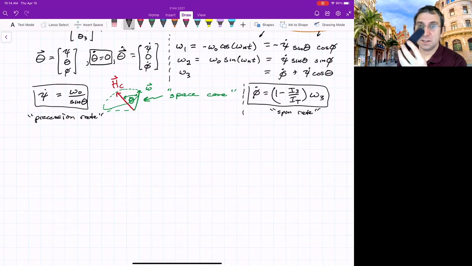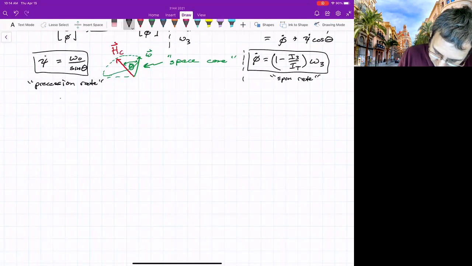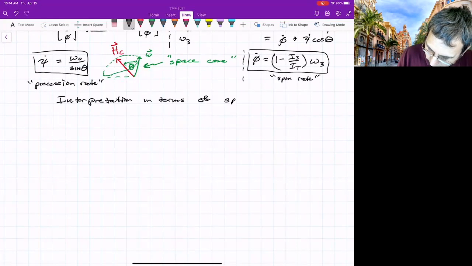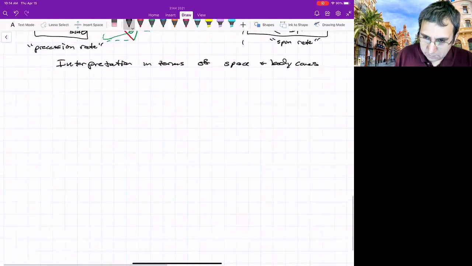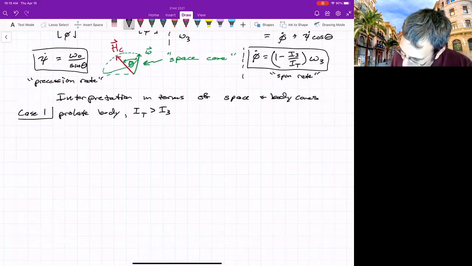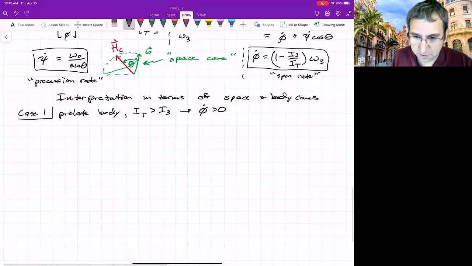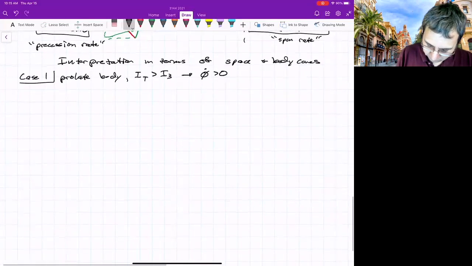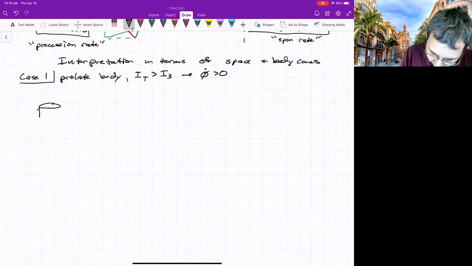And if I had a fancier way of cutting foam, I would have had two pieces of foam cut into cone shapes, but I don't have that. So I'll just say, here's the interpretation in terms of cones. So we'll look at two cases. First, the prolate case, the prolate body. Remember what that was. IT is greater than I3. So then what do we get for the spin rate here? Spin rate, sorry, greater than 0. Positive spin rate.